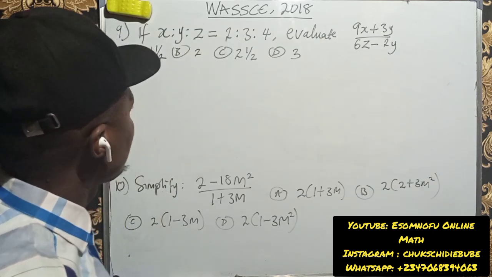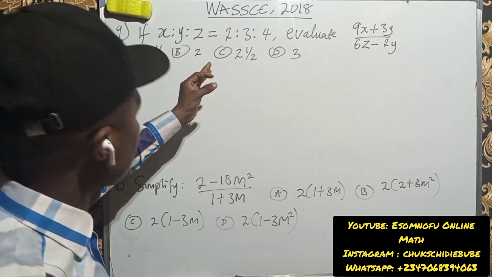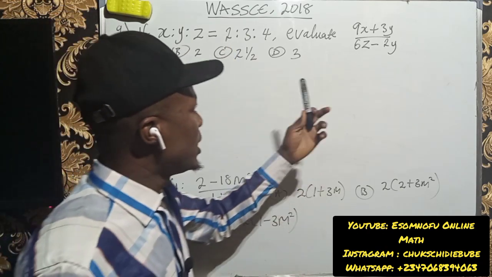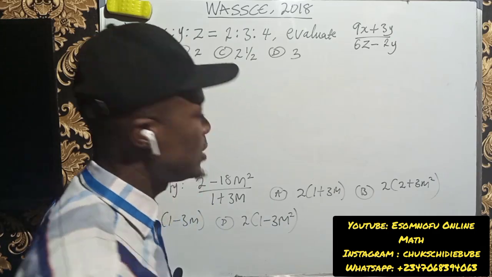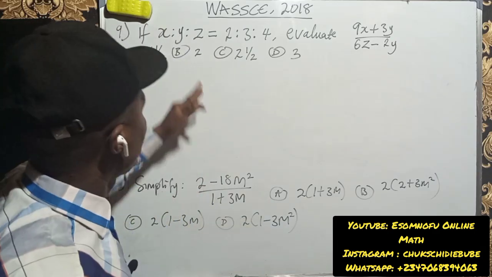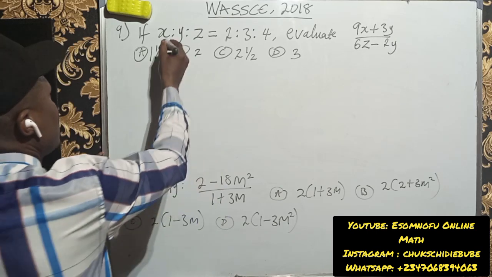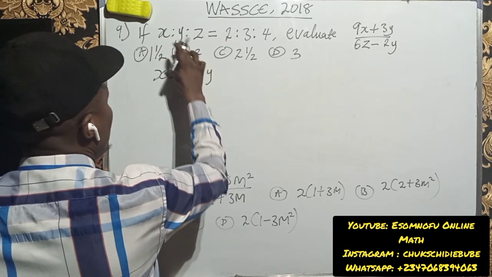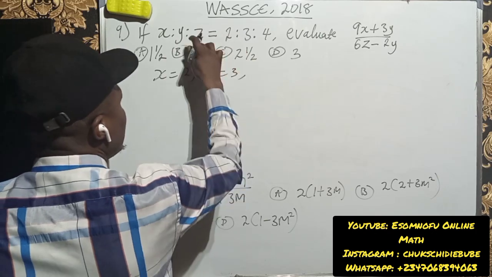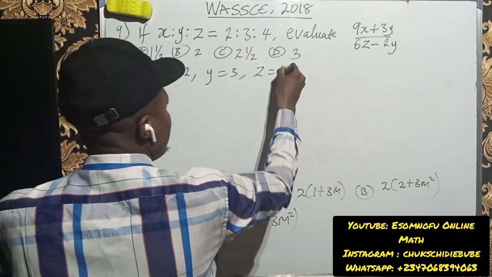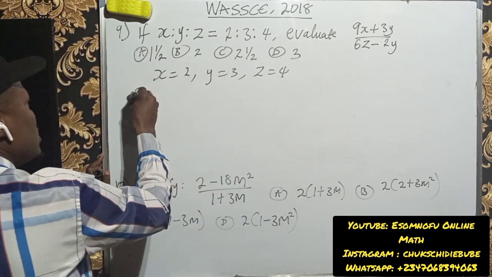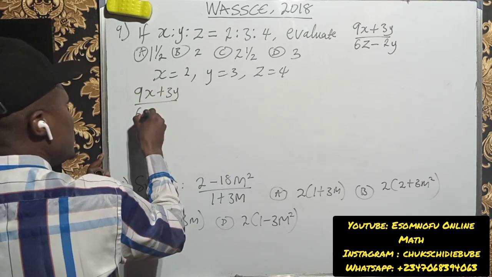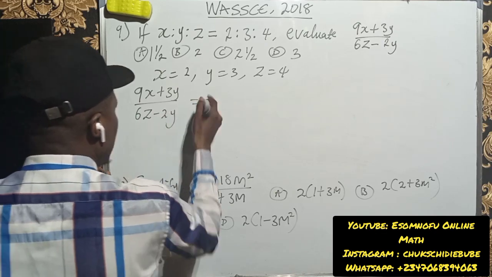Alright, so the ninth question says if x is to y is to z is equal to 2 is to 3 is to 4, we should evaluate (9x plus 3y) over (6z minus 2y). Now when you have this, it means that the first letter here is x. So x implies 2, y implies 3, and z implies 4. So we are going to substitute it in 9x plus 3y all over 6z minus 2y.